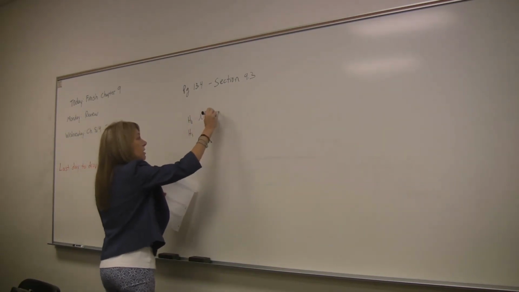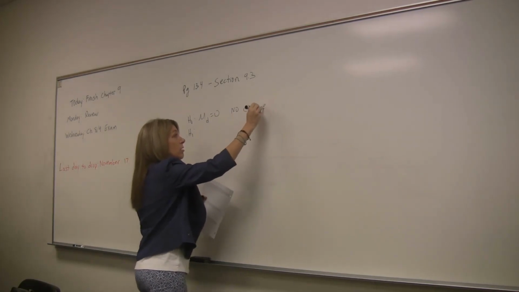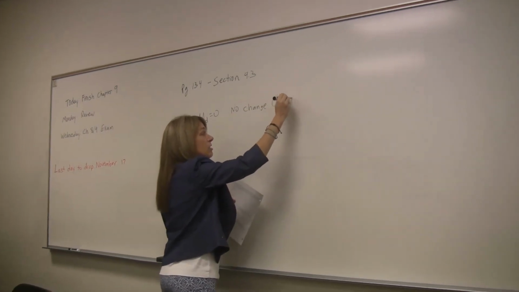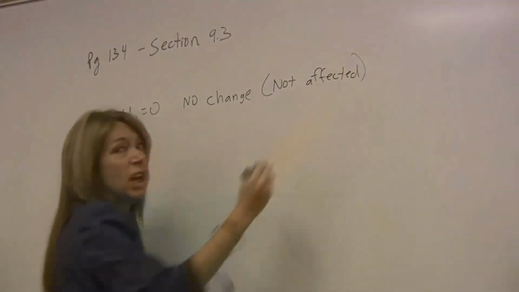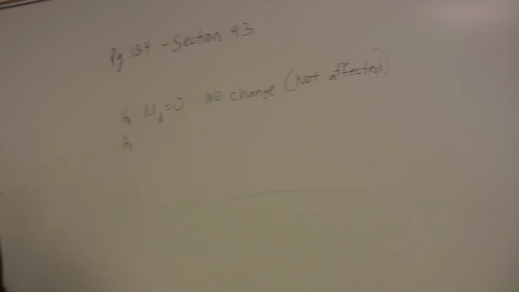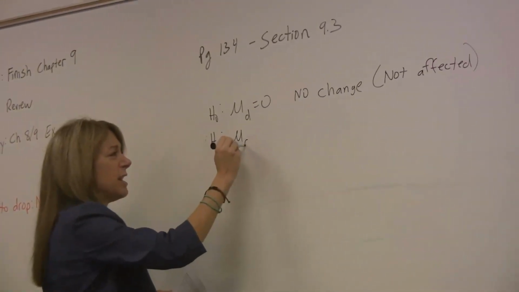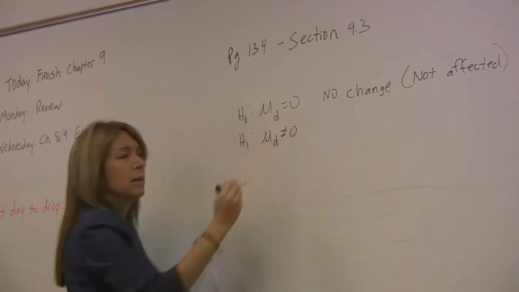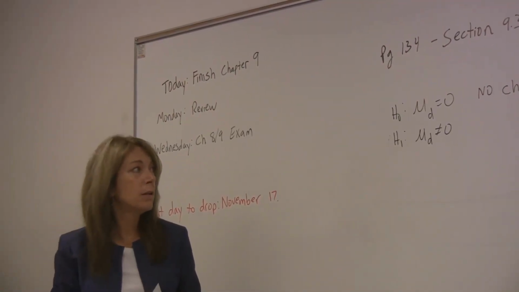Mu d equals 0 means no change, which is the same as saying it was not affected, right? There wouldn't have been any difference. No change, no difference. Which is why Kirsty was asking, are the claims always the same? Most often, yes, but not always.